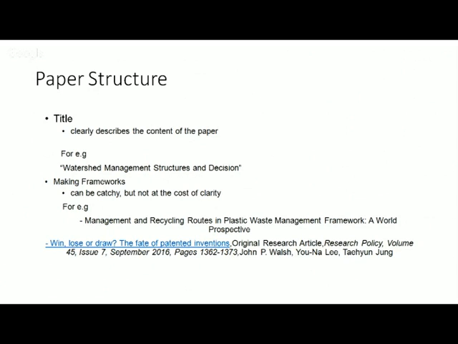When we are making a title, always consider that it can be catchy but not at the cost of clarity. For example, management and recycling routes in the plastic waste management framework, a world perspective. Plastic waste is a material on which many researchers have already done a number of publications. So once the waste is generated, how the waste is to be managed and what are the various recycling routes for that plastic waste. A world perspective means the study takes a global perspective as a whole for that kind of waste. Another example for the title of a paper is Win, Lose or Draw, the fate of patent inventions. Win, lose or draw means why patents are useful, what the different advantages are when the work is to be patented, and why patents are to be drawn by the scientific community. So these are some of the examples related to the title of the paper.